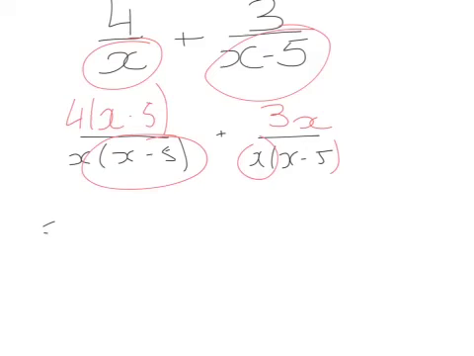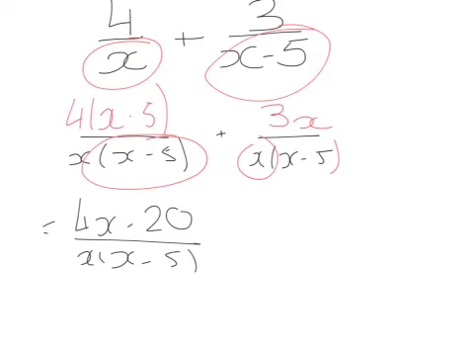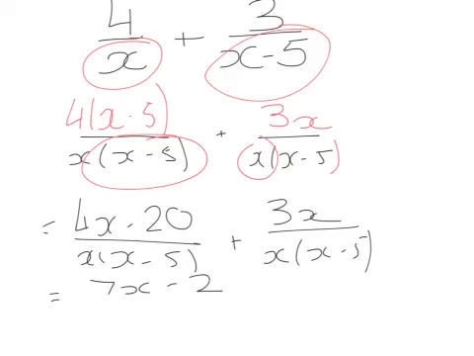Multiplying out that bracket, I get 4x minus 20 over x minus 5 plus 3x over x minus 5, and then tidying up, 4x plus 3x is 7x, so 7x minus 20 over x minus 5.